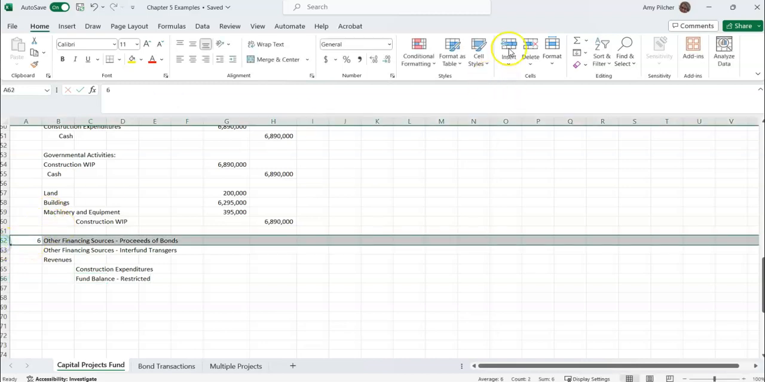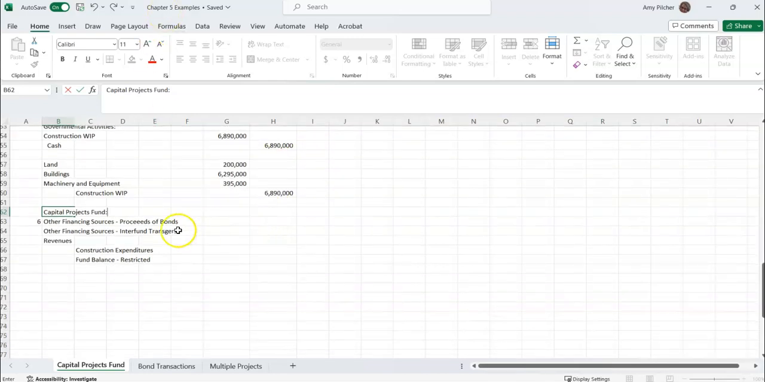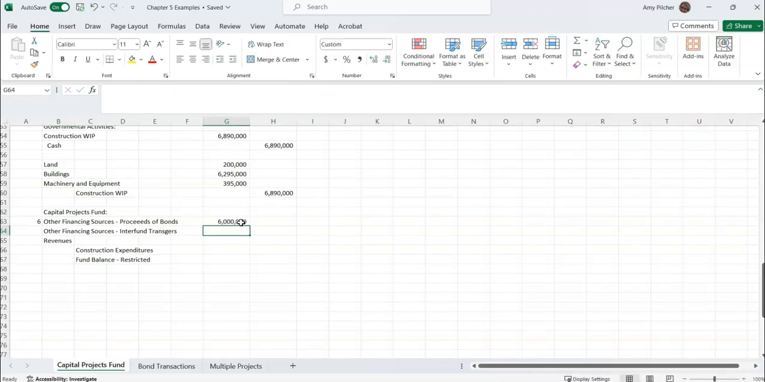This is our capital projects fund. There would be no transactions in the governmental activities fund at this time because the closing only relates to the special project. So we had the $6 million. We received a $250,000 transfer and $650,000 in revenues. We then had expenses of $6,890,000, and that leaves us $10,000 remaining, which goes into this fund balance restricted and will be used to start repaying the debt.